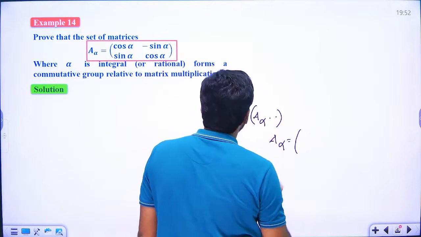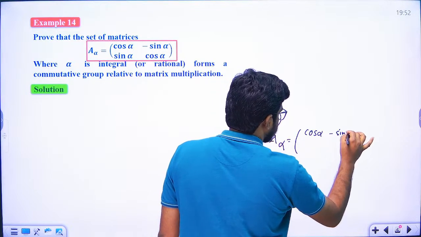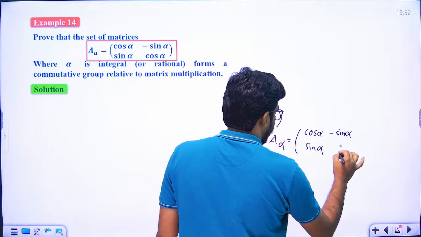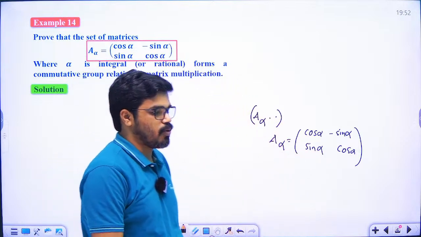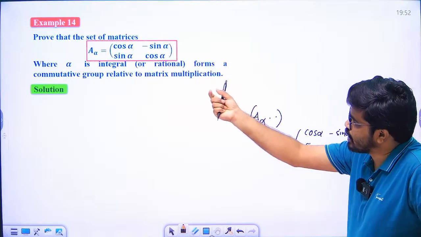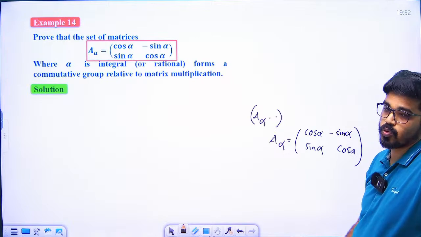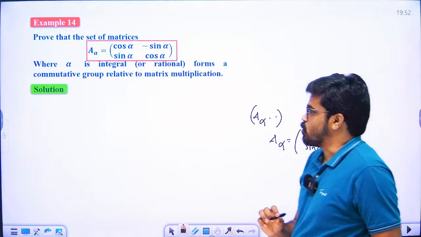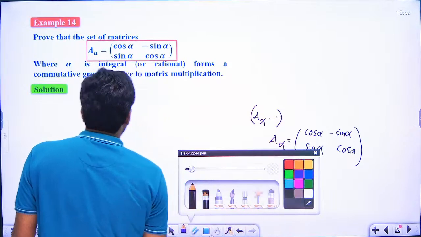What is A alpha? A alpha is a 2 cross 2 matrix, right? Cos alpha, minus sin alpha, sin alpha, cos alpha. So this is A alpha. So what is our target? Our target is to show that (A alpha, dot) is a commutative group, right? Okay. So first, the closure property, right? Number 1, closure.